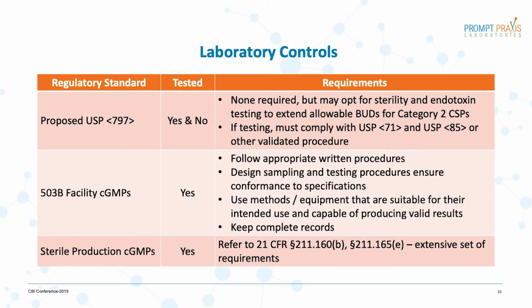Your laboratory controls, is the product tested? USP 797, yes and no. None is required for Category 1 testing. And if you are going to test for Category 2, their only requirement is that you test for endotoxin and sterility, and they must comply with USP 71 and 85. For 503B, you have to follow your appropriate procedures and test according to your requirements. Sterile fill, there's an entire page of regulations that you have to comply with to meet and approve and release product.